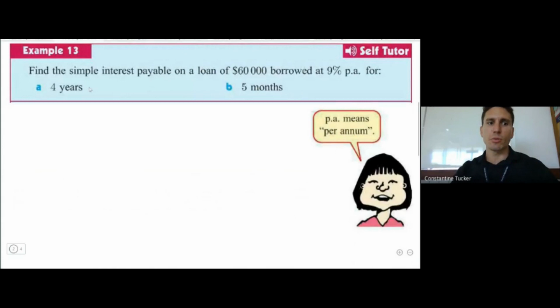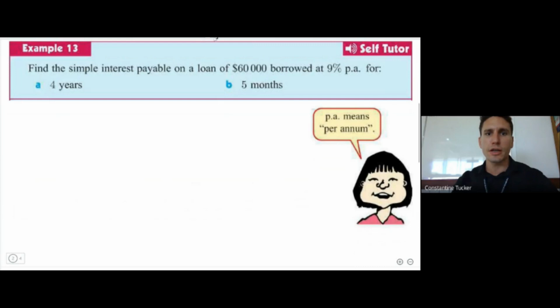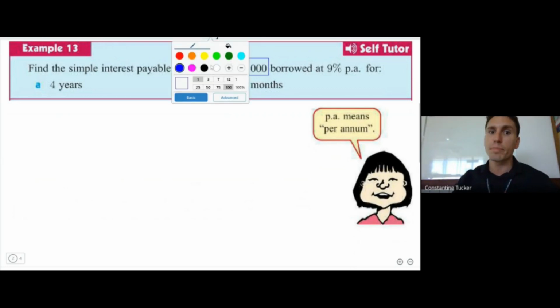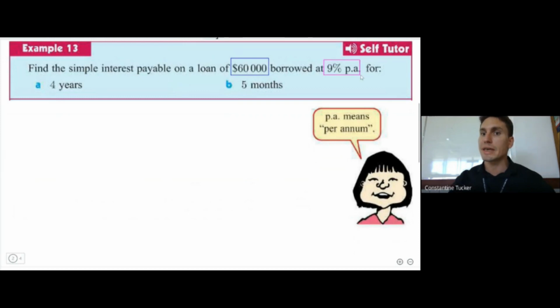So in this case, we have to find the simple interest that we need to pay. So it says payable. That is what we need to pay on a loan of $60,000. So let's put this in a little box here so we keep our minds on this. 60,000 that we borrowed. And the interest rate is 9% per annum. Let me put that in a different box here. So these are the two important bits of information that we've got. Now remember, PA means per annum, means per year.